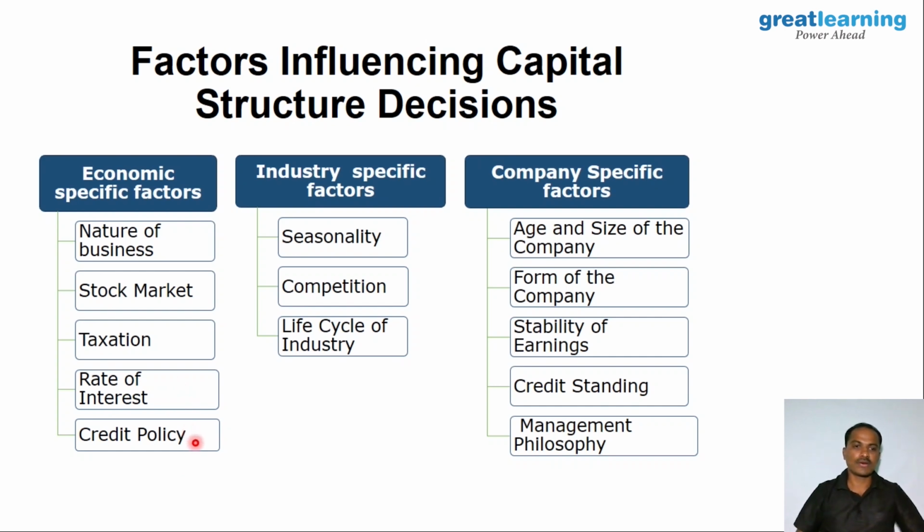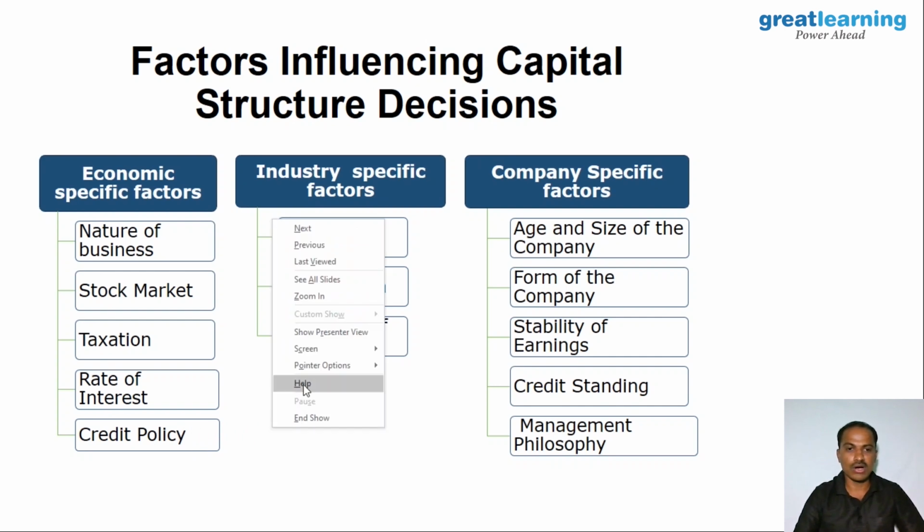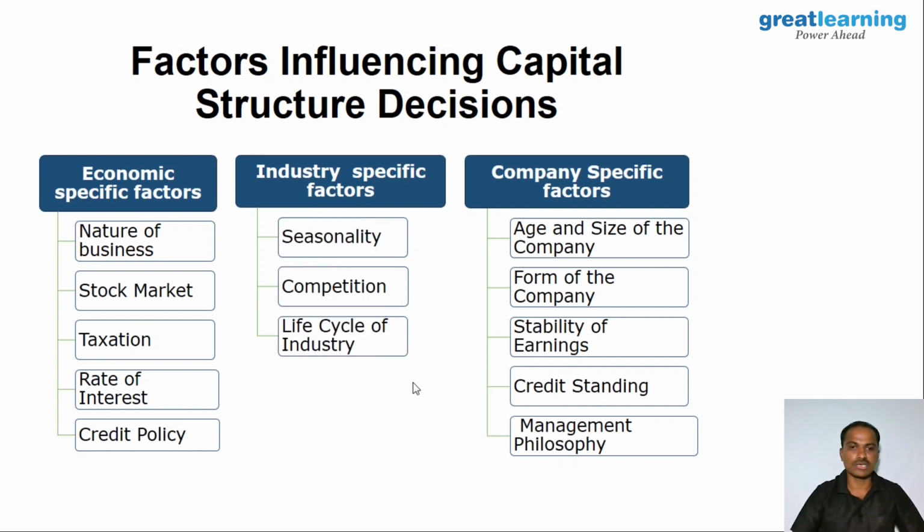Credit policy. What is credit policy? What are the credit terms given to the customers? Sometimes the companies are very liberal. There is something called net 30, net 60, net 90. This is nothing but the time given to the debtors. Debtors are cleared in 30 days, 60 days, or 90 days.